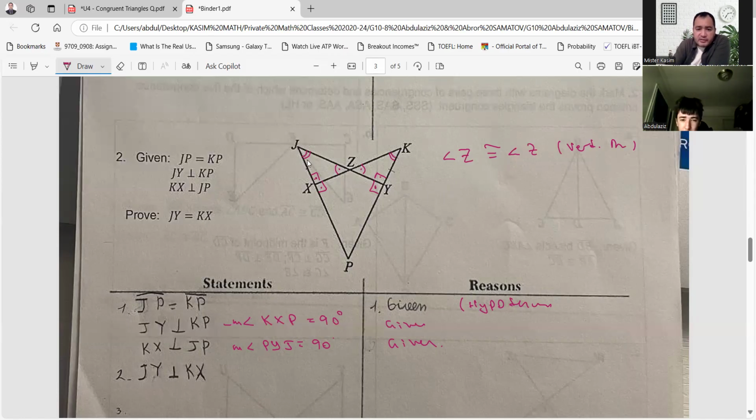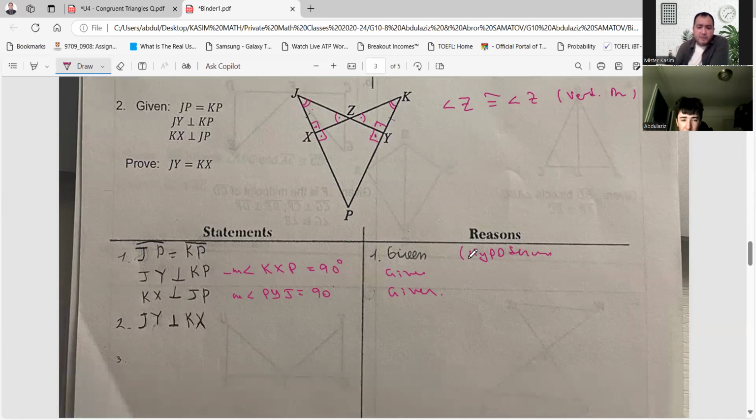And now, if it is so, then you see here two angles, 90 degrees and angle, 90 degrees and angle. And also the hypotenuse is the same, right? We can write here, for example, let's go step by step. After writing this, 90 degrees is given, right? And right here, angle ZJX is congruent to angle KZY. Why? Because vertical angles.